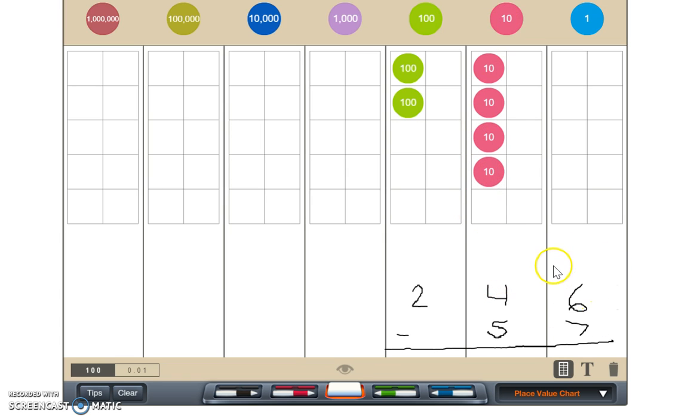I move to my ones place and I see that I have 6 ones, so I'm going to add 6 one chips. Okay, and now I have built the number 246. I know that I'm going to be taking away 57 from them. So first in trade versus subtraction, I have to make sure I do all of my trades.